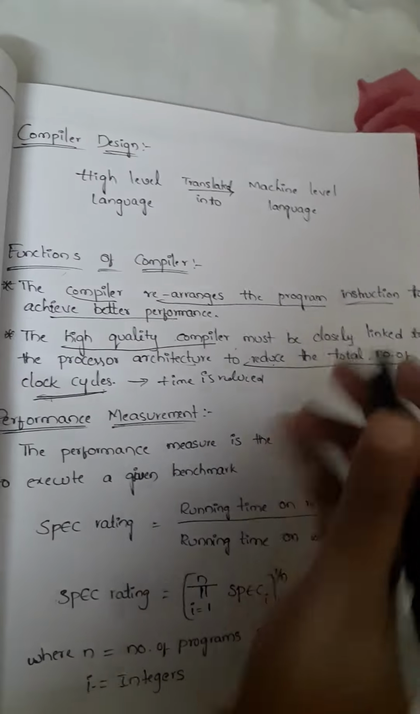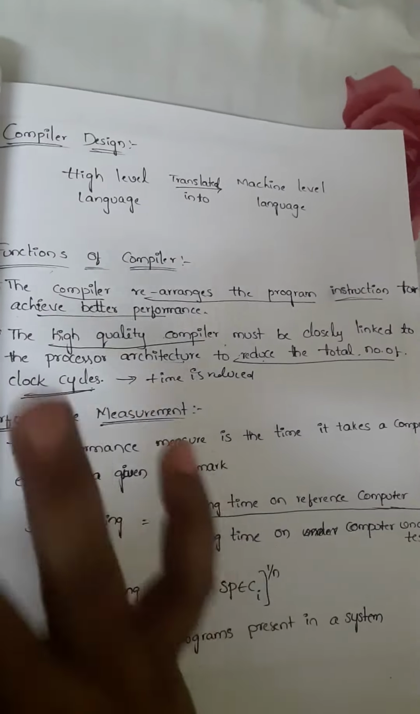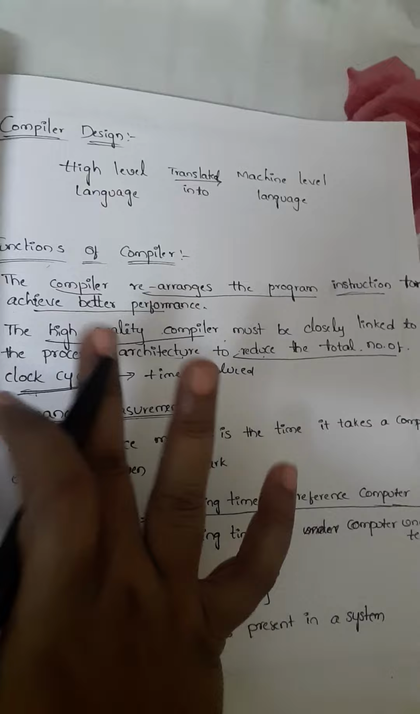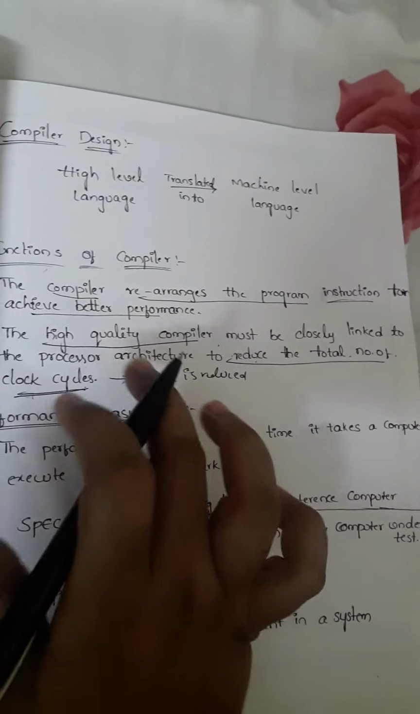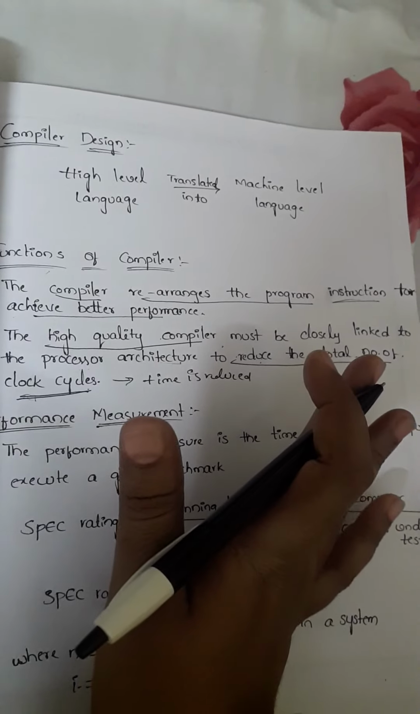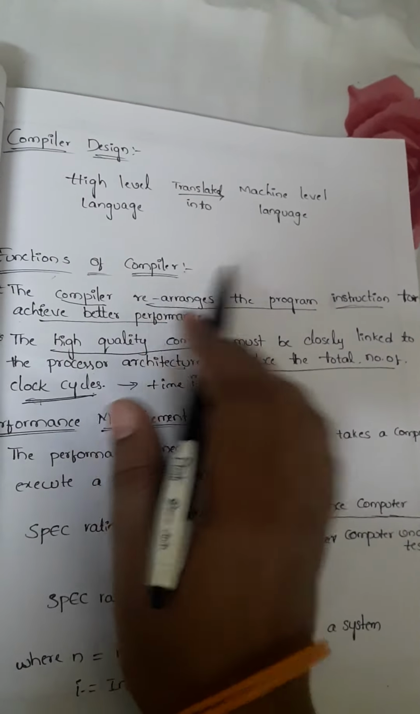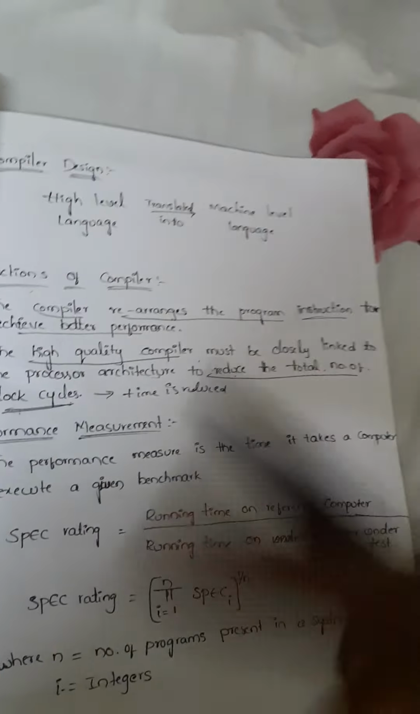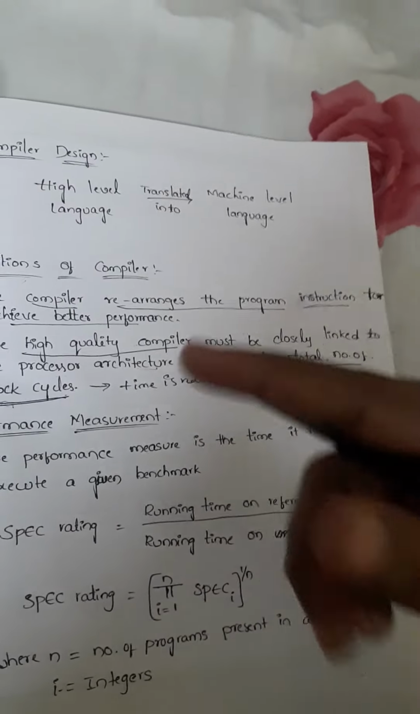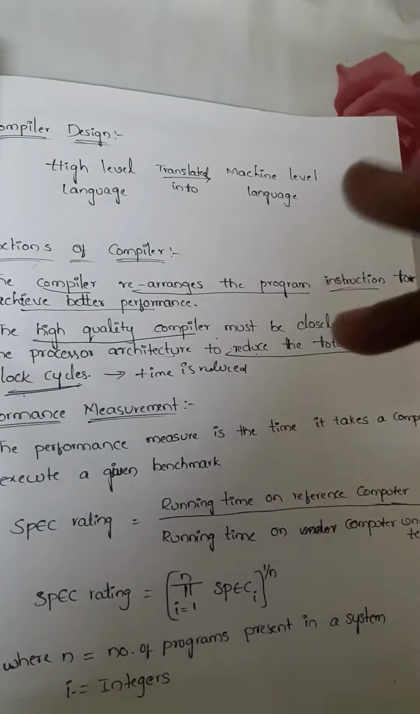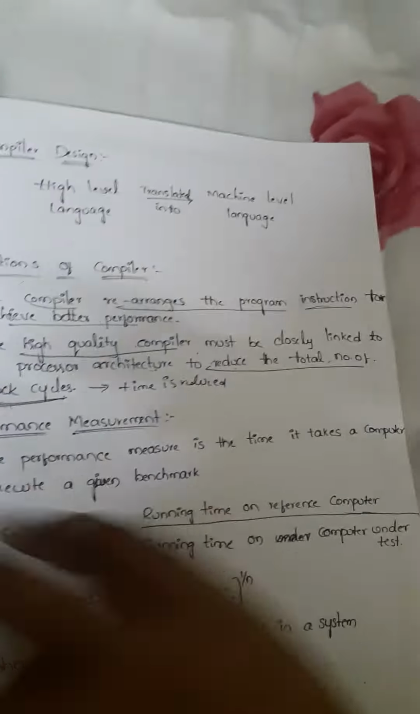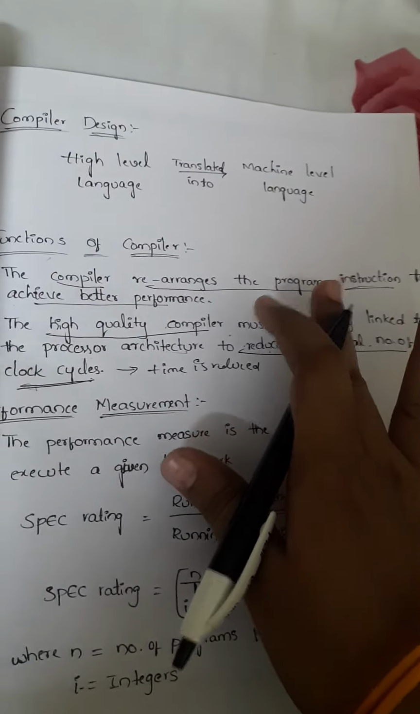So here the compiler will use the high quality compilers. The system can use the high range of compiler for achieving the better performance. Okay, now here rearranging the program means they will be initiated one by one. So one after one the programs will be rearranged. Okay, so the compiler, while achieving the better performance, it will be stopped.